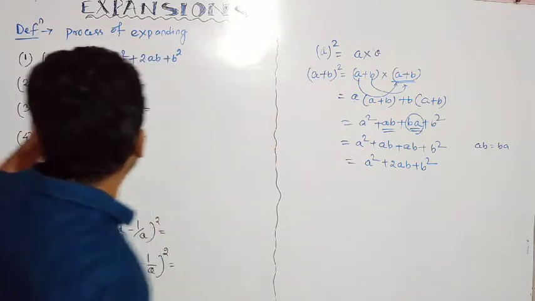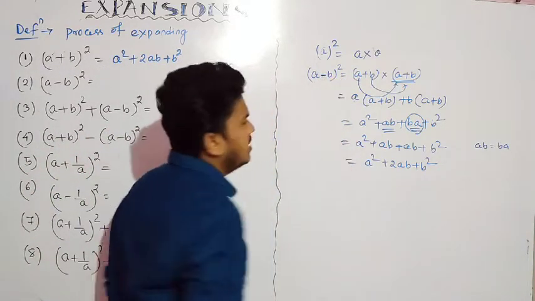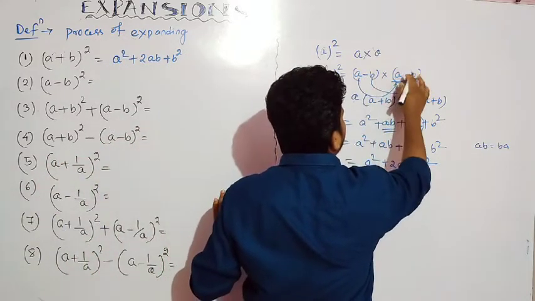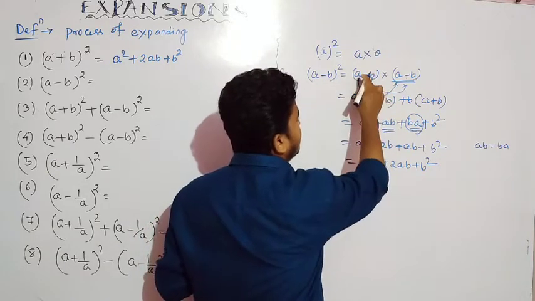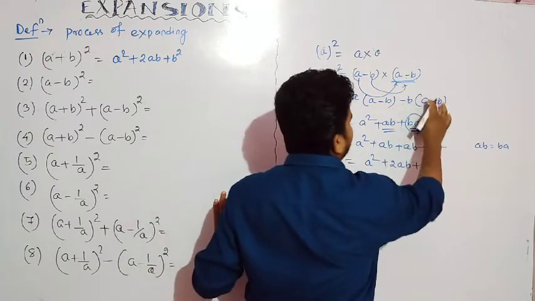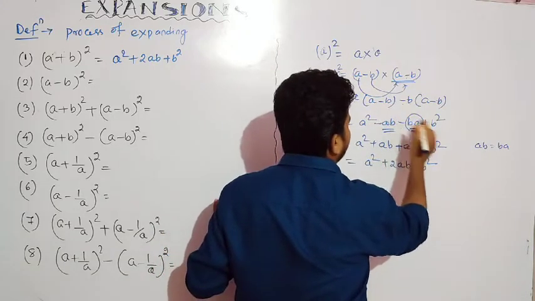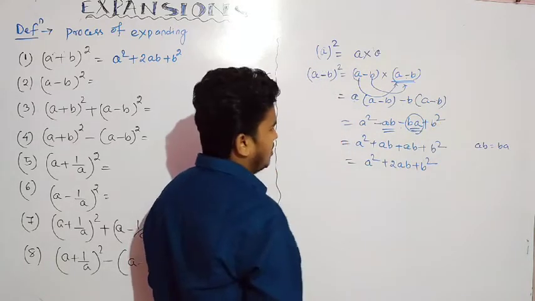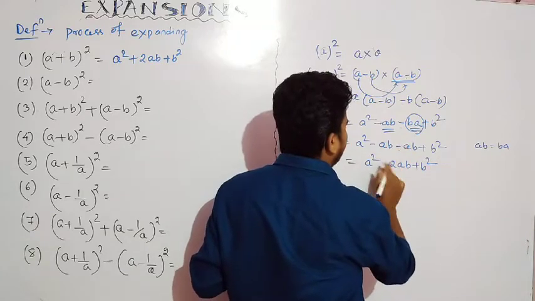Now, if I take the second one, a minus b whole square. Here I will put what sign? a minus b. So I can write a minus b into a minus b. Now a into a minus b. Which sign is here? Minus, so I will put minus sign. And here also a minus b. So it becomes minus ab, it becomes minus ab, and here minus b and minus b, it will become plus b square.